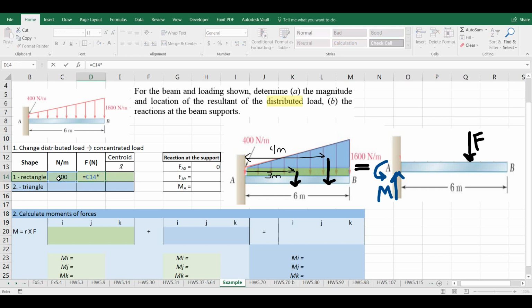And just look at your units to be sure of what you're doing. So newtons per meter times meter equals newtons. So there's the force from our green rectangle. And the center of this green rectangle, that's where the force is acting, is going to be over at 3 meters. Okay, let's try out the triangle.